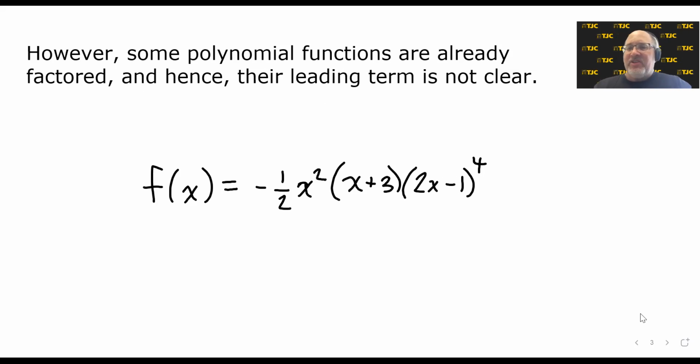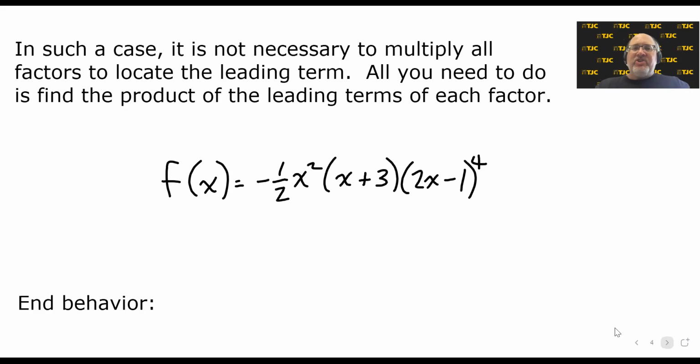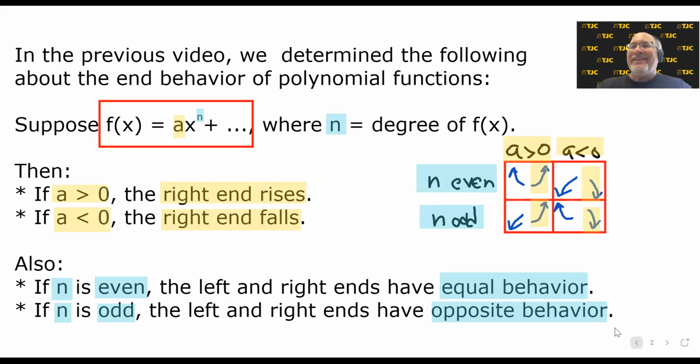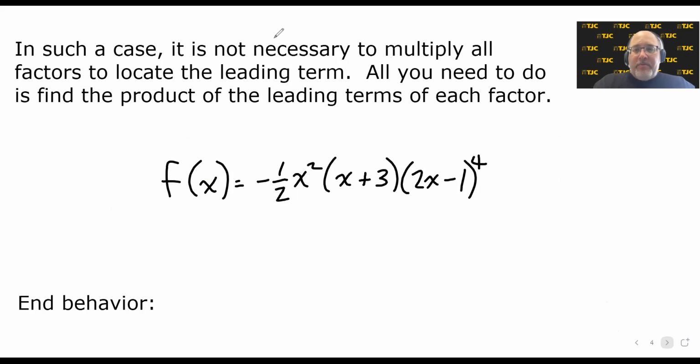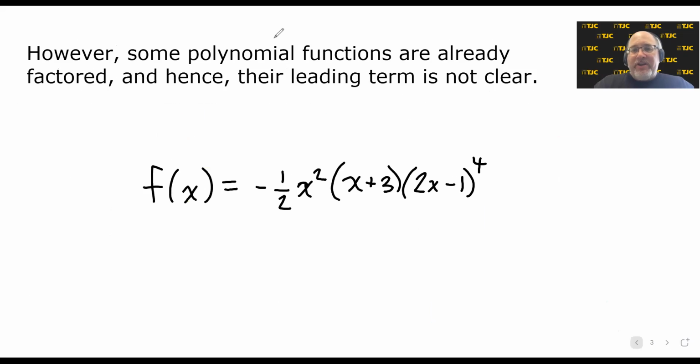Never mind, everything is here. I thought there was something down here that was hidden, but I don't see anything, so never mind. All right, in such a case, it's not necessary to multiply all the factors out to locate the leading term, because remember, our strategy for finding the end behavior is to know what the leading term is, this guy over here. If we know what that looks like, then we can analyze it into oblivion and figure out what all the ends do. But in a situation like this, we don't know what it is.